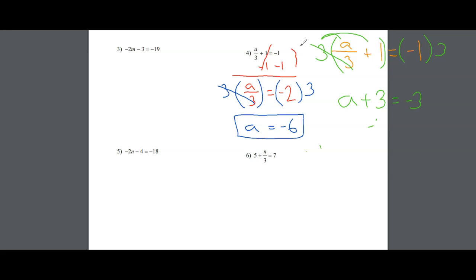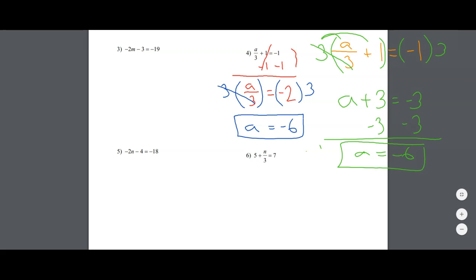Then if I subtract 3 from both sides, I'm going to get a is equal to negative 6. And we get the same thing as we did with the red and blue equation. So again, you could multiply 3 to both sides first, or you could subtract 1. Both are going to get you the same answer. You just have to make sure you perform the inverse operations correctly. All right, onward we go.